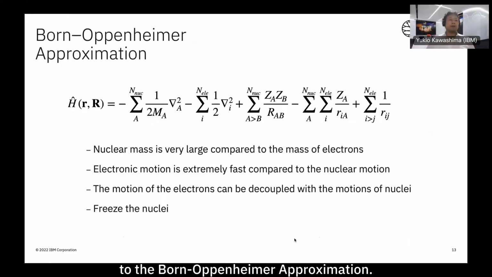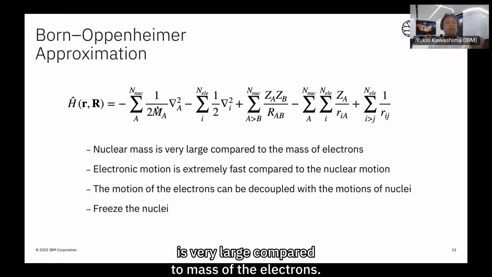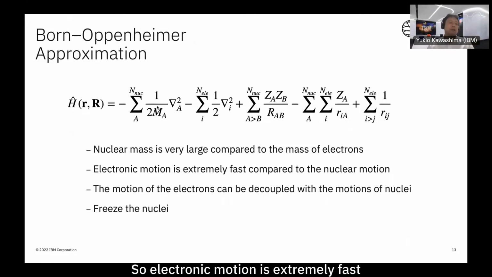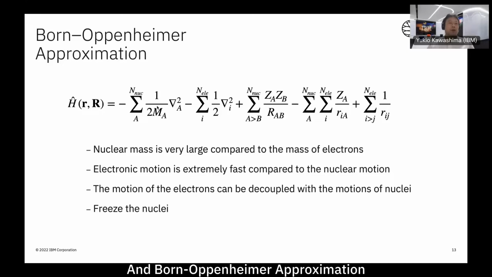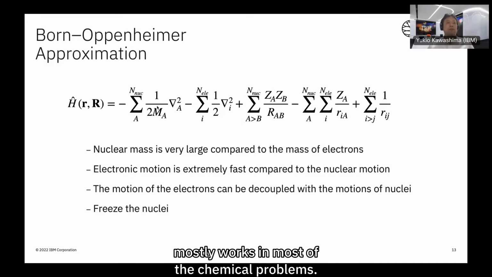Now I'd like to move on to the Born-Oppenheimer approximation. So nuclear mass, which is Ma here, is very large compared to the mass of the electrons. So electronic motion is extremely fast compared to the nuclear motion. So now we could have an approximation here. We can assume that the motion of electrons can be decoupled from the motion of nuclei. So we could freeze the nuclei.